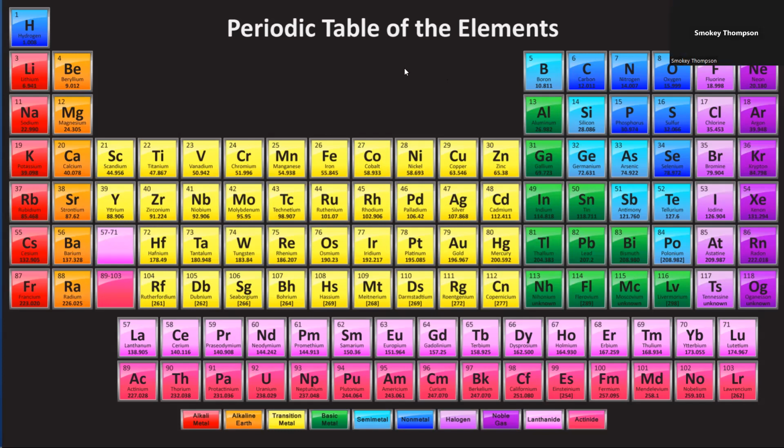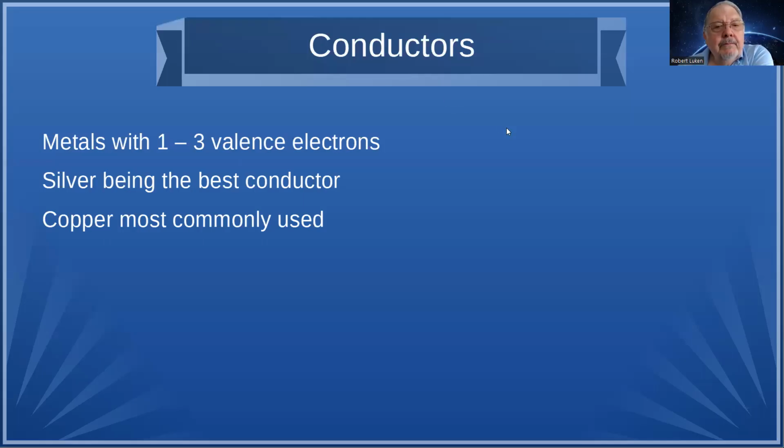I'm fine. Okay. So we said conductors were metals that had 1 to 3 valence electrons. Silver is the best. We typically use copper for most things. A lot of times you'll see aluminum, particularly in things like antennas, where it has to be outside. It's lightweight. It doesn't corrode as much as copper.